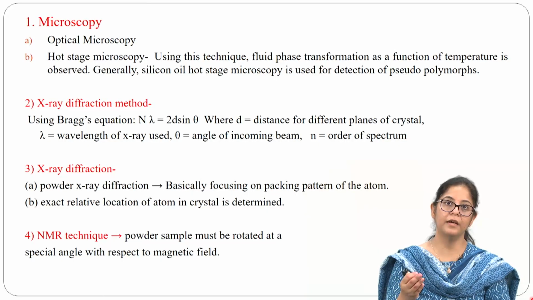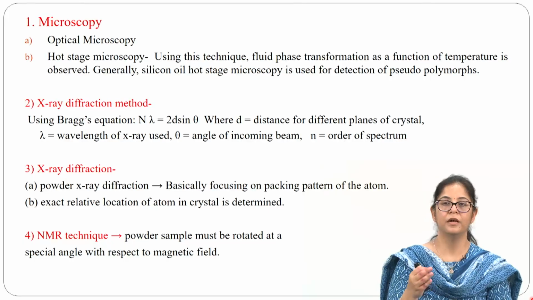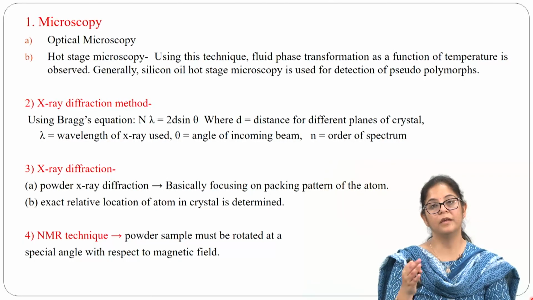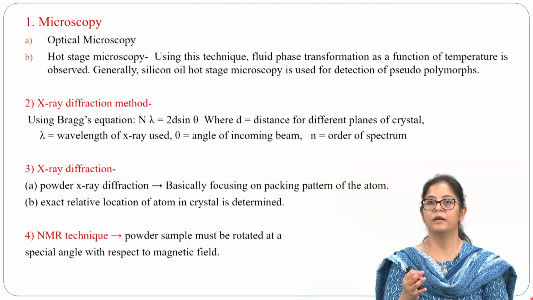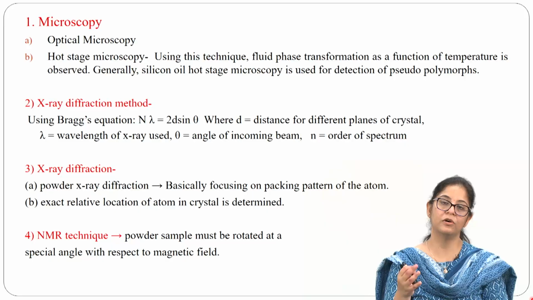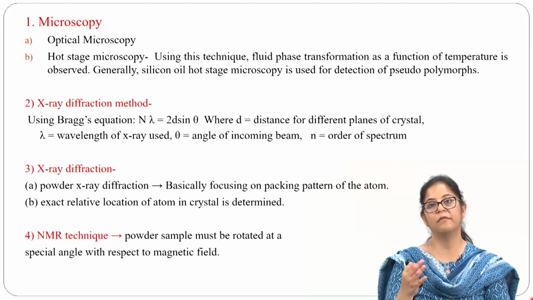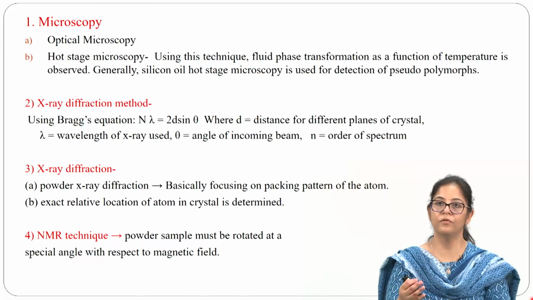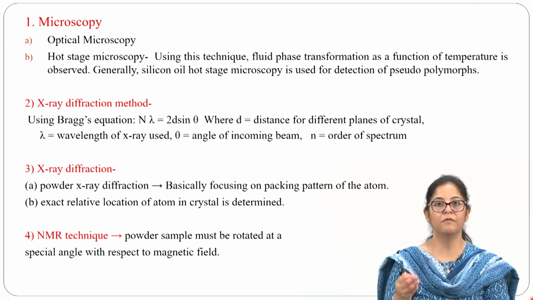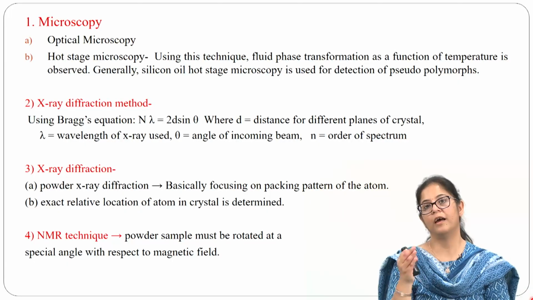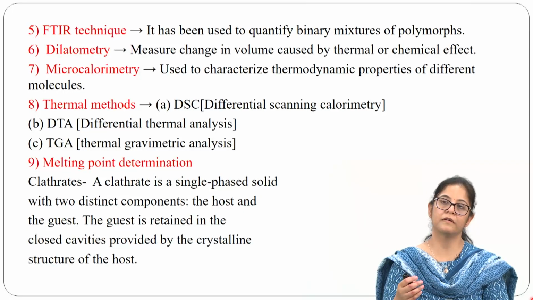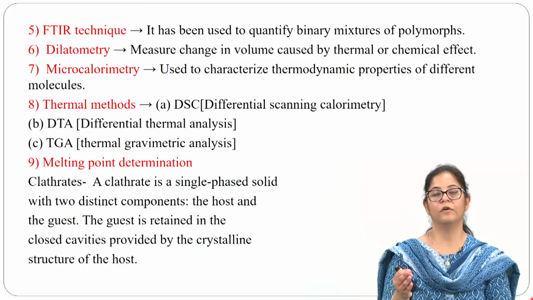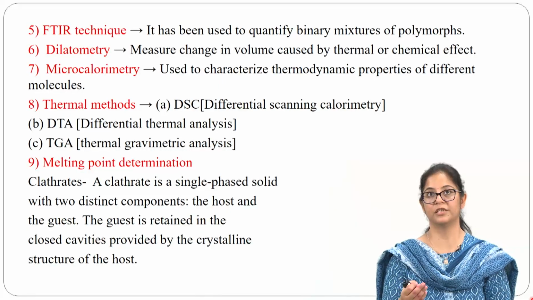Then within that there is powder X-ray diffraction. Both single crystals as well as powders can be subjected to X-ray diffraction, and their crystalline nature or the morphology can be determined. NMR can also be used, wherein the powder sample is rotated at a specific angle with respect to the magnetic field, and the structure of the compound can be determined. FTIR can also be used to determine the polymorphs based on the functional group changes.